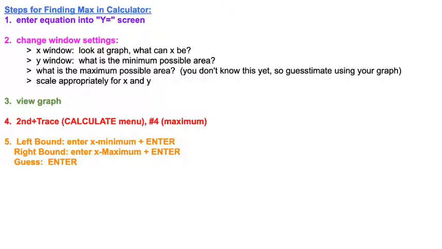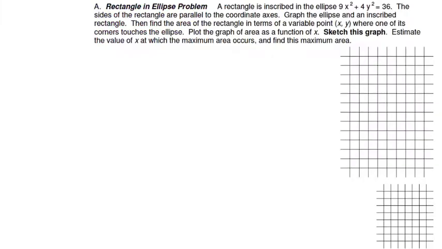So if we take a look at that handout, we've got our first example here, and it says this. A rectangle is inscribed in an ellipse that has the equation 9x squared plus 4y squared is equal to 36. The sides of the rectangle are parallel to the coordinate axes. We want to graph the ellipse and an inscribed rectangle. Then we'll find the area of the rectangle in terms of a variable point xy, where one of its corners touches the ellipse. Then we'll plot the graph of the area, and then we'll do some more pieces of that problem as well. So let's do this first.